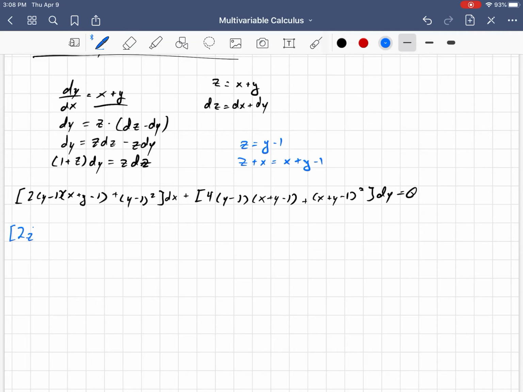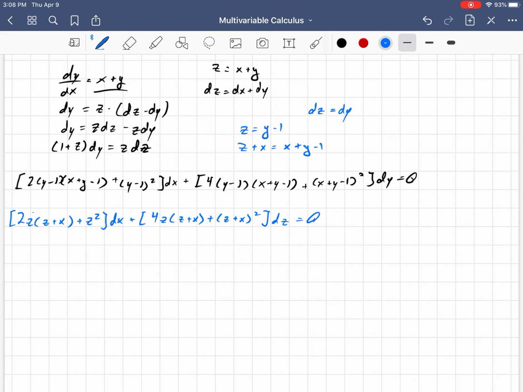And now what you could do is you could make it 2z times (z plus x) plus z squared dx plus 4z times (z plus x) plus (z plus x) squared. And now dy, well, we know dz is equal to dy, so we can just replace the dy with dz, is equal to 0. Now that looks a lot better to me.